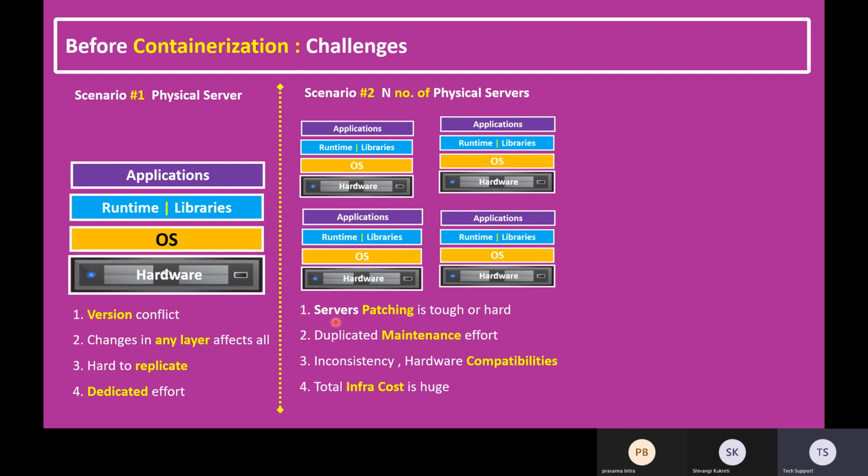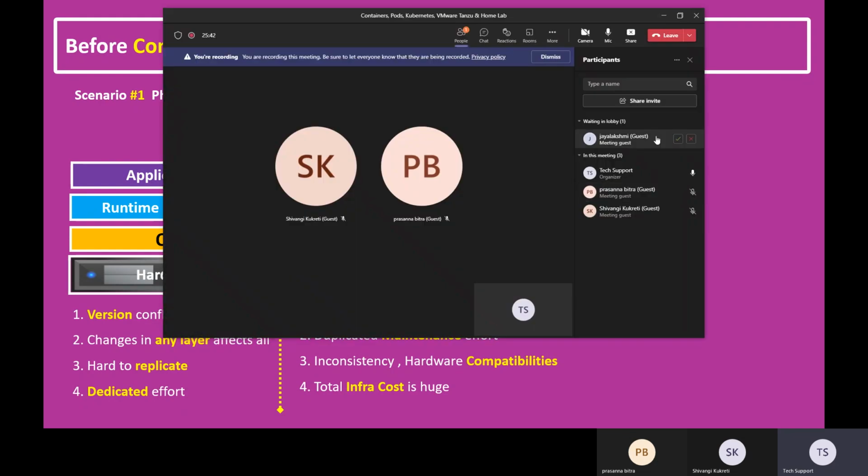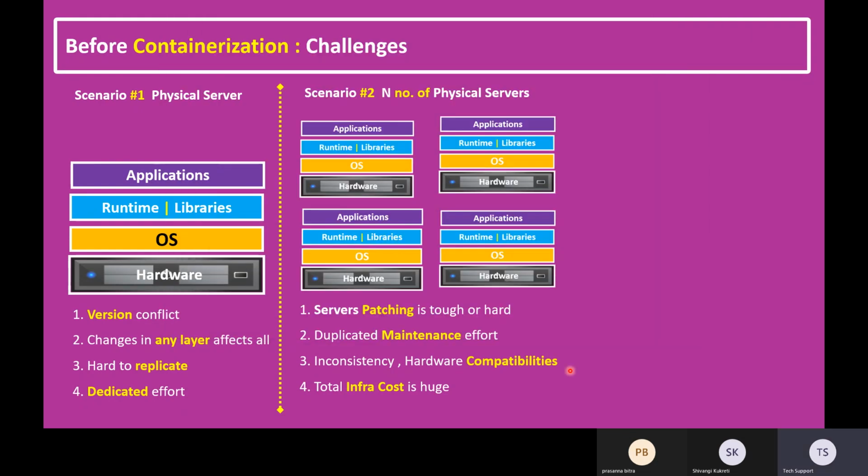Along with these four challenges, there are additional challenges. Server patching is tough. We have to do server patching every time, so server patching is also one of the challenges. And duplicated maintenance effort: whatever maintenance you perform on one hardware layer, the same maintenance we have to do for the other hardware, and even the patching activity we have to perform for all the servers. So duplicate maintenance effort every time. And inconsistency and hardware compatibility issues are common in a traditional environment. And as we know, the total infrastructure cost is very huge. Okay, so these are all the challenges before containerization.